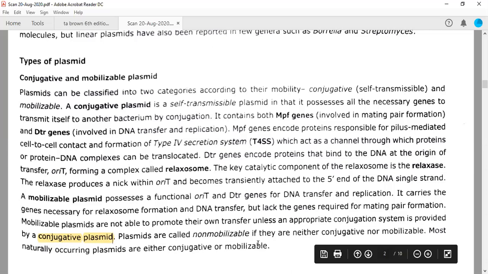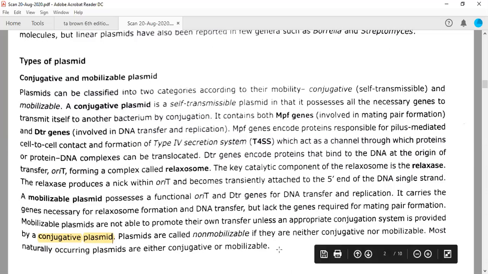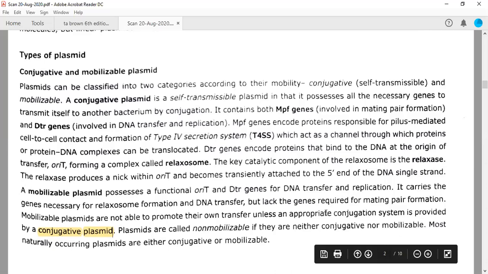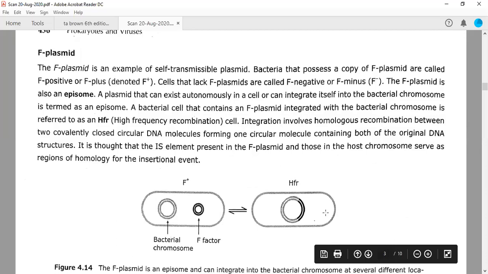A bacterial cell which is able to transfer genes from one bacterium to another actually has both sets of these plasmids, mobilizable plasmids and conjugative plasmids, so it is able to transfer its genes from one bacterium. For example, here it is shown that this is an Hfr strain.